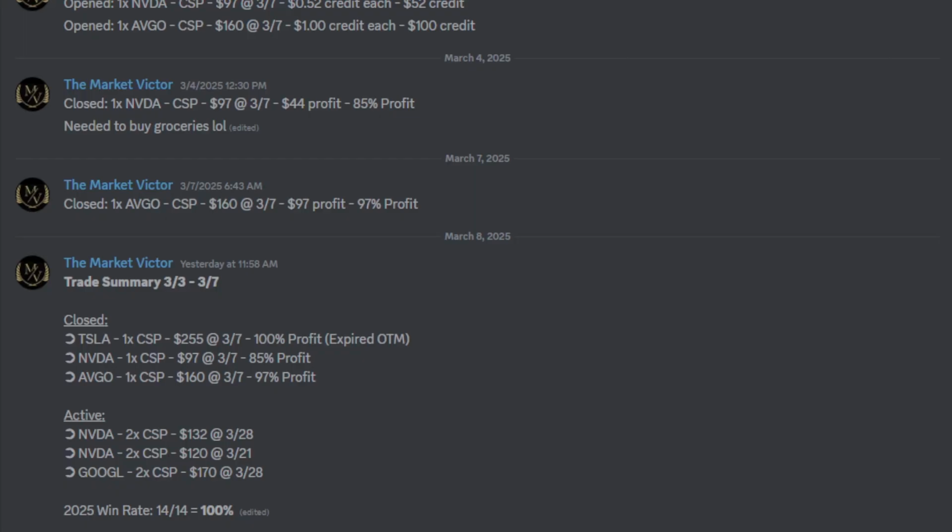Just to finish this off, on my screen I have my trade summary that I post on Discord, and these are the trades I just talked about. So far in 2025, I'm maintaining a 100% win rate. 14 out of 14 positions that I've taken and closed have been for profit. Also, I don't post my live trades to copy. I post them for transparency, so you can get an idea of what I'm looking at.